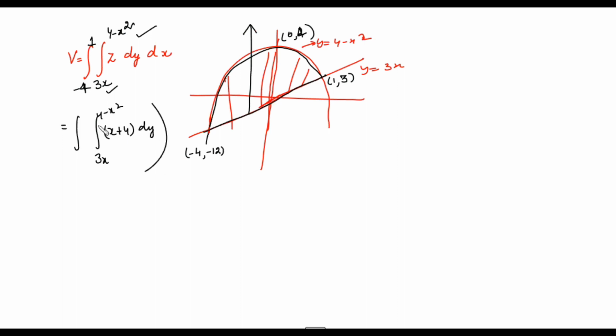First you integrate this with respect to y, substitute these limits. Then you integrate this with respect to x and substitute the limits minus 4 to 1. You will get the value of the volume of the solid surface over this region. So in this way we get the value of volume by using the double integral. Now just see one more example.